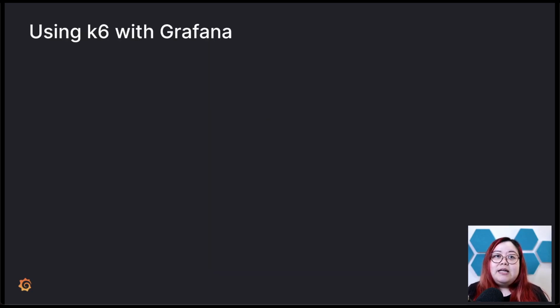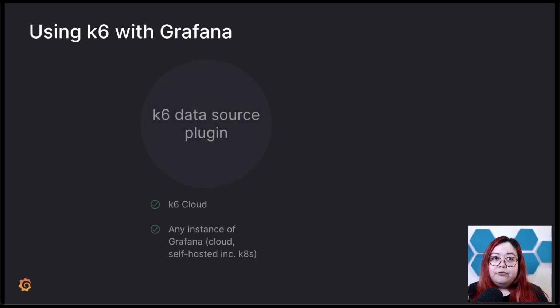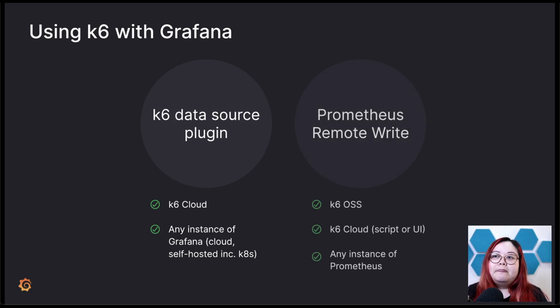So K6 can be integrated with Grafana in two ways. First, there's the K6 data source plugin, which sets up K6 Cloud in particular as a data source in Grafana. It works with any instance of Grafana, but it doesn't work with K6 OSS. And secondly, there's Prometheus Remote Write. K6 doesn't yet expose load testing results in Prometheus format, but this way will let you utilize the remote write feature of Prometheus to effectively push the results to Prometheus anyway. This works with both K6 OSS and K6 Cloud, and with any instance of Prometheus.